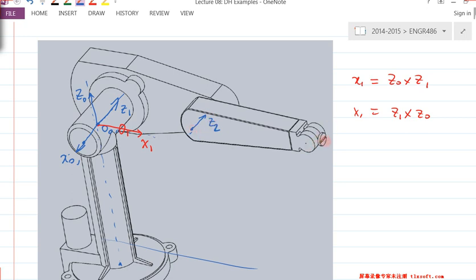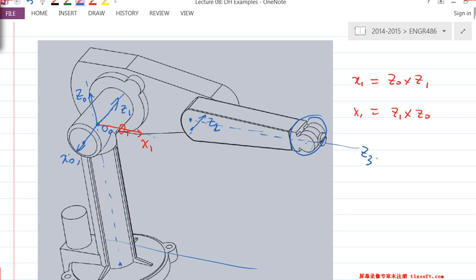So if I draw a horizontal axis here, that's your Z3. There is a little bit of offset here. Let's draw a bigger one here, Z2, and this is Z3. This little offset is what we're going to call A3. Those physical dimensions can be obtained by taking a proper measurement. So Z3 is going to be this way.